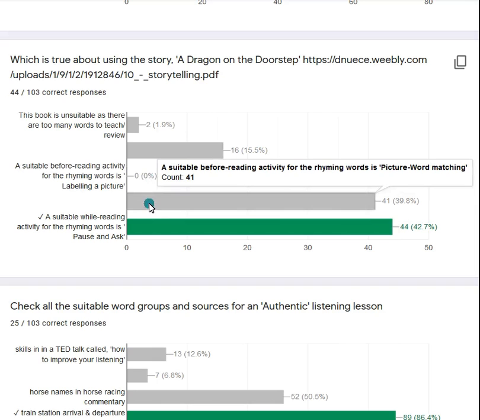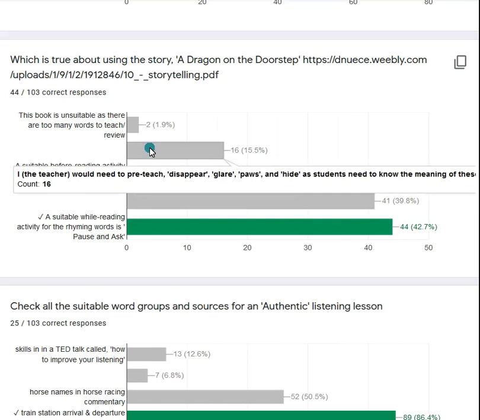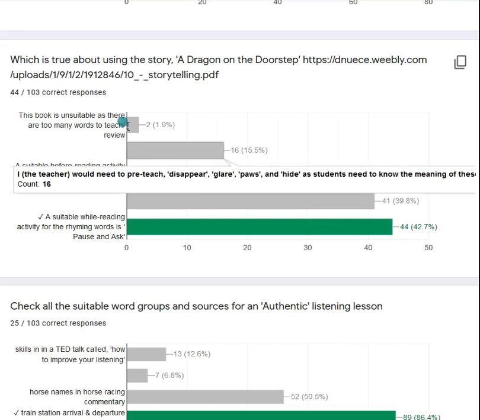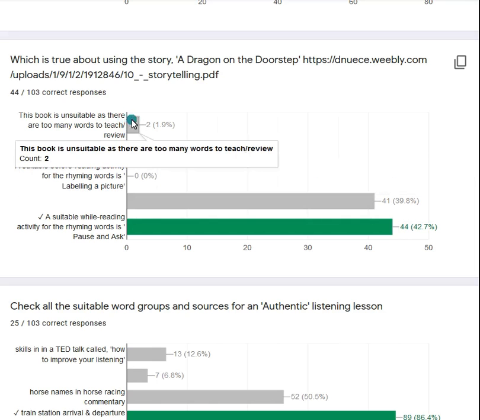Suitable before reading, picture word matching. Again, because you're not doing these words, it's not about finding the meaning of the words. You're only listening for the rhyming words. Book is unsuitable. Well, that's not true. I wouldn't have given you an unsuitable book. Because there are too many words? No, perfect number. I can't remember the number, but there's probably about 10 pairs of rhyming words. Perfect.